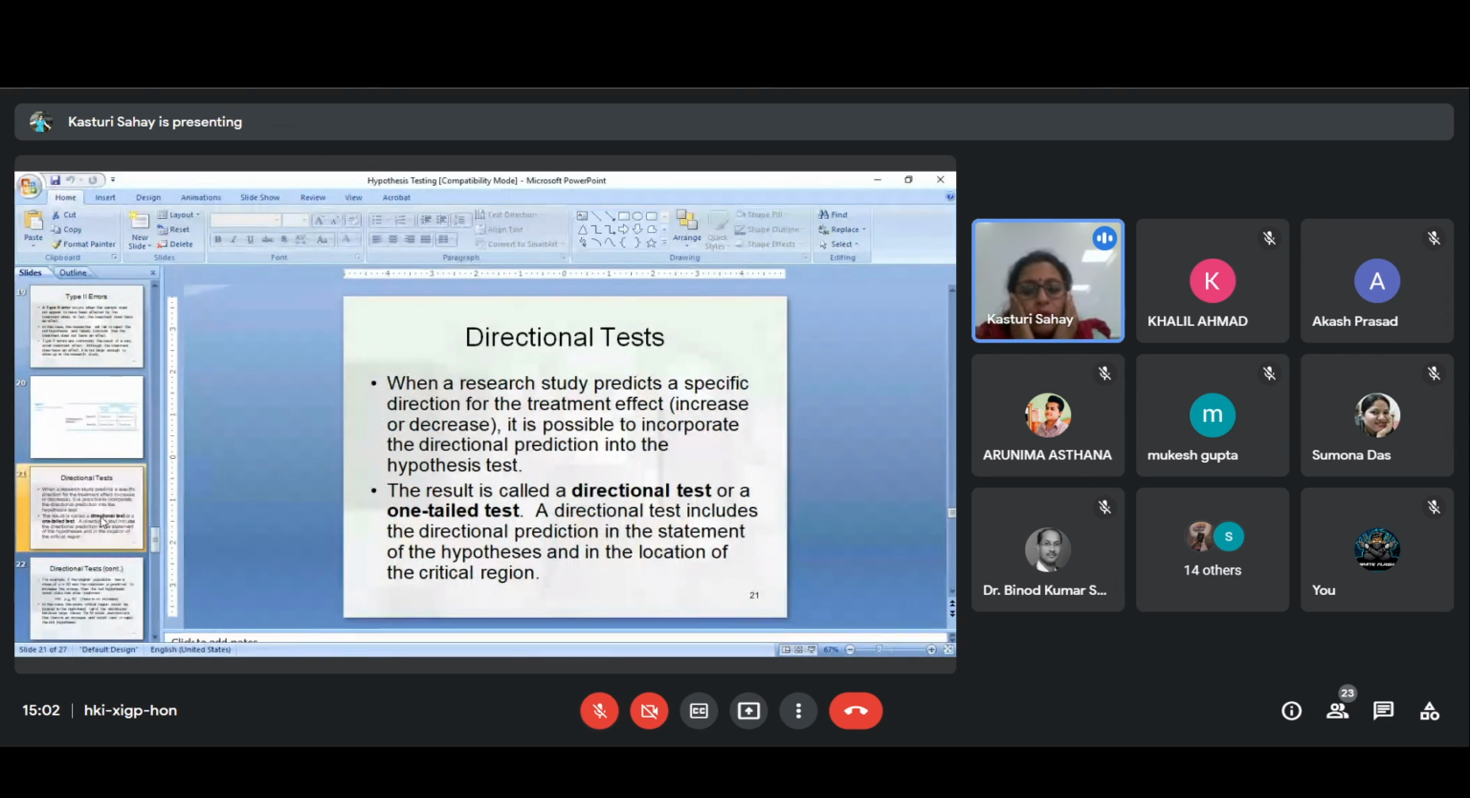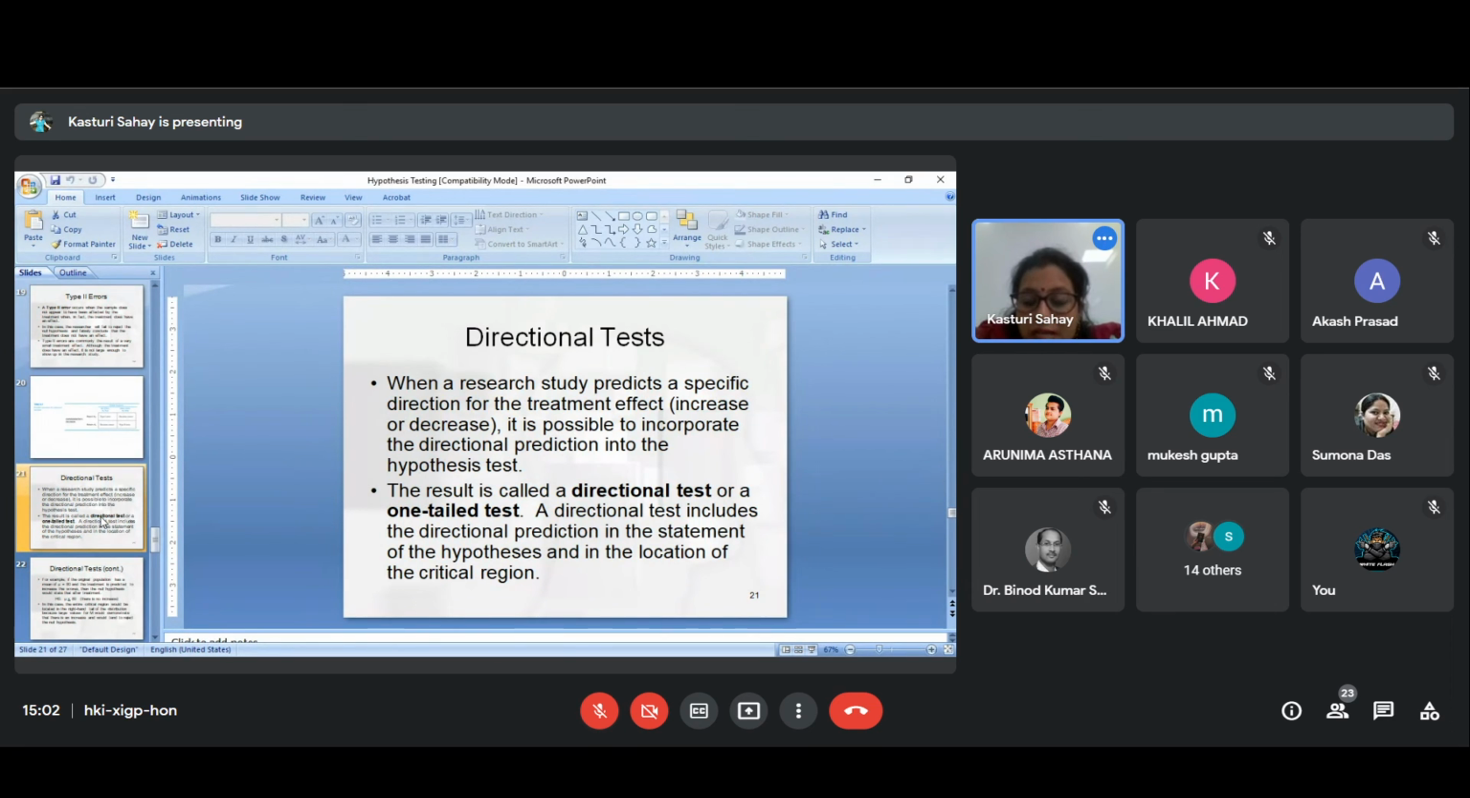Now we move to one-tail test and two-tail test. You all must have heard these words. There is a one-tail test when you're doing a t-test or a z-test, and there's a two-tail test. So how do you determine the direction of the test, whether it is a one-tail test or a two-tail test? This is where we were already discussing the directional hypothesis.